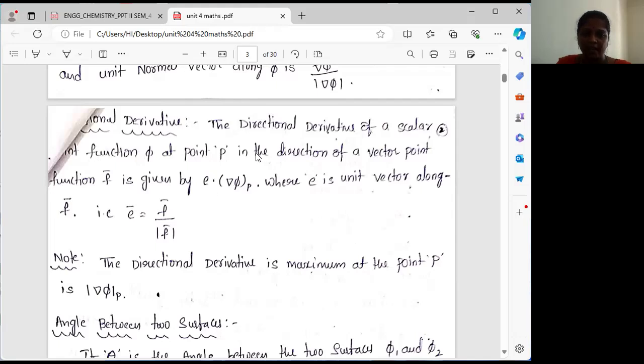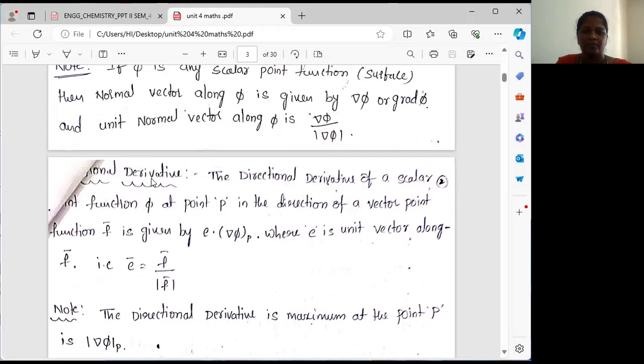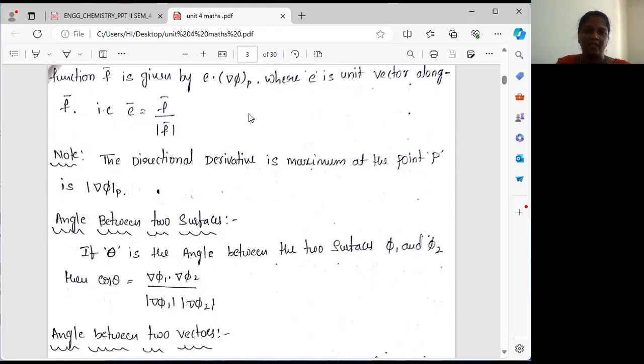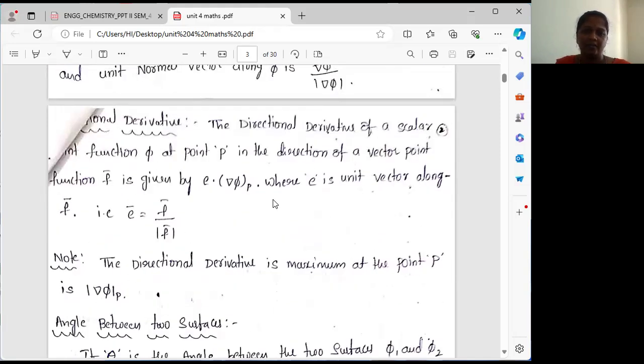So phi is a scalar, then del phi is grad phi. So the directional derivative equals e dot del phi at the point P, where e is the unit vector along the vector point function, and del phi is the gradient of the scalar phi.